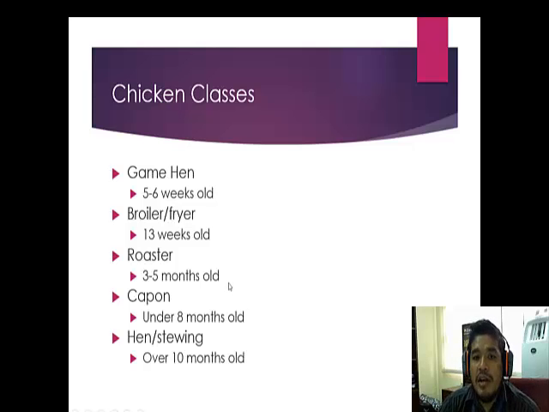Let's take a look at chicken classes. The game hen is 5 to 6 weeks old. The broiler fryer is 13 weeks old. Roaster is 3 to 5 months old. Capon is under 8 months old. Hen and stewing hen is over 10 months old.